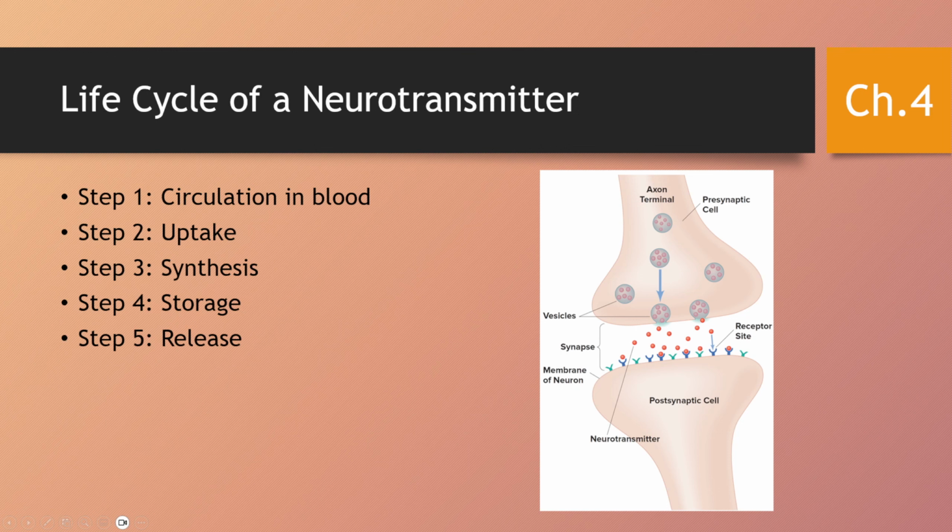Then we have the release. When that nerve is ready to fire, it releases those neurotransmitters out into what's called the synapse. That's the empty space between the axon terminal and the dendrite that's receiving it on the other end. There's this gap, this empty space, and they need to travel through that. And again, that's called the synapse.